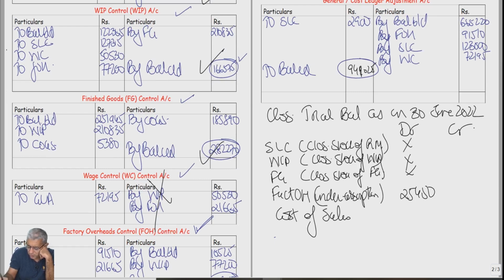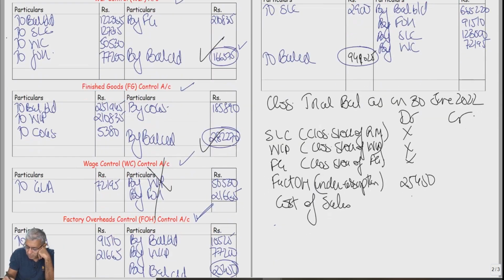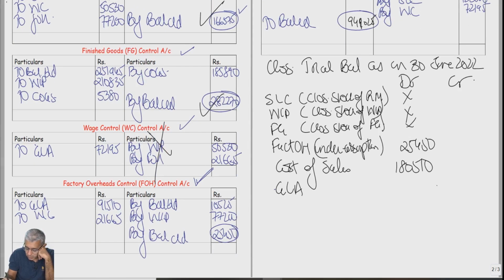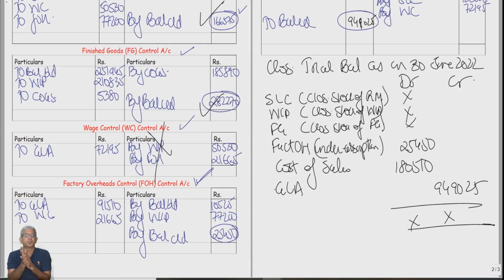Now what will I write down here? 180,510. And GLA represents the GLA balance only here. 949,025. Just tally it up, does it tally or not? It tallies at 949,025? Yes, sir. Okay.